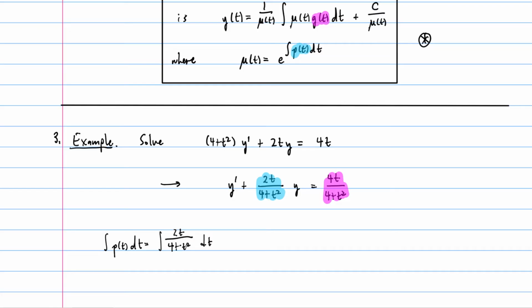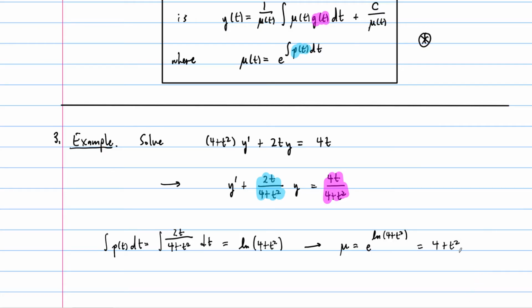The derivative of the bottom is 2t. That's exactly what we have up here. And so this is just going to be a natural log, right? So the natural log of 4 plus t squared. And then remember, this is not our function mu yet. We still need to exponentiate this. All right, so this means that our function mu is e to this power of this function, 4 plus t squared. And of course, this just leaves us with 4 plus t squared.